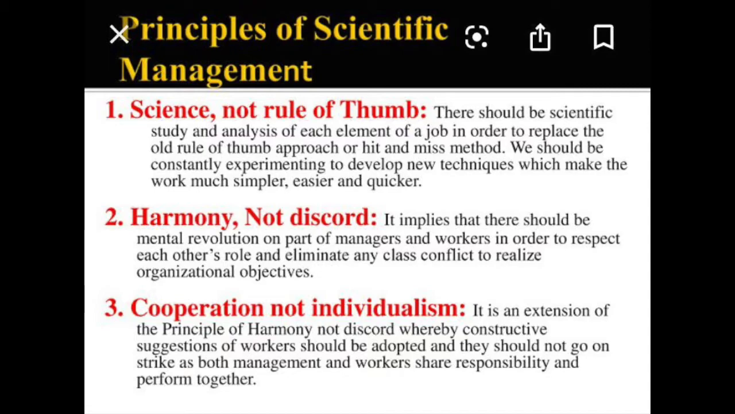That is, this principle says that we should replace the old rule of thumb and hit and miss methods of performing a particular task. Rather, we should go for the scientific ways of doing a particular task. For example, Taylor suggests that work assigned to any employee should be observed and analyzed with respect to each and every element and part and time involved in it.